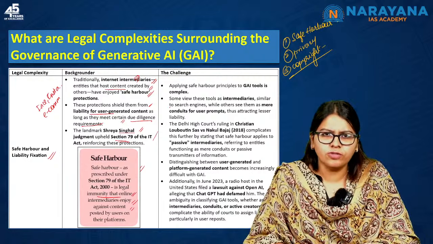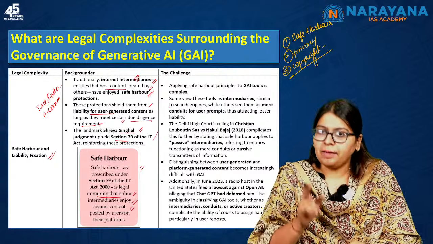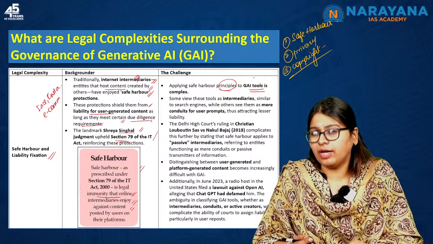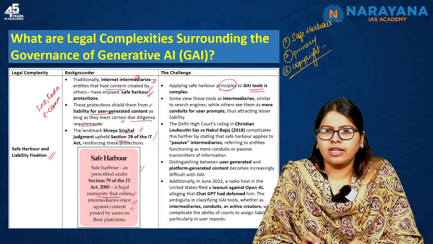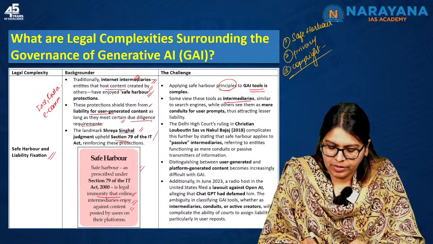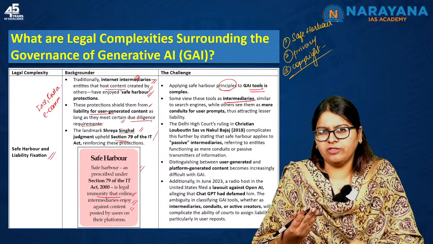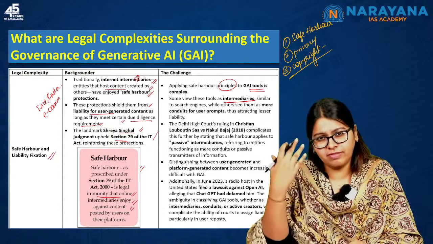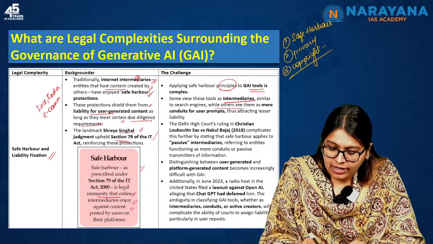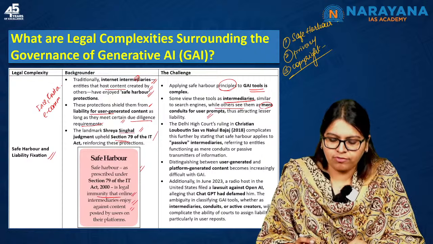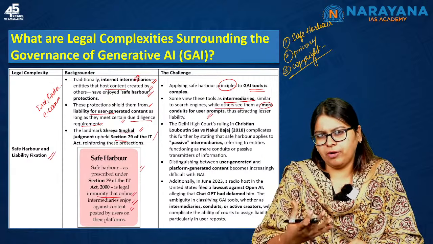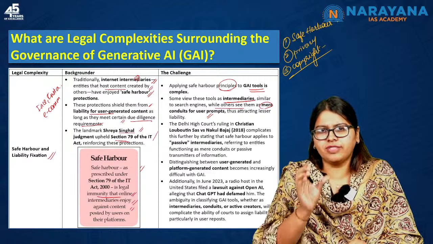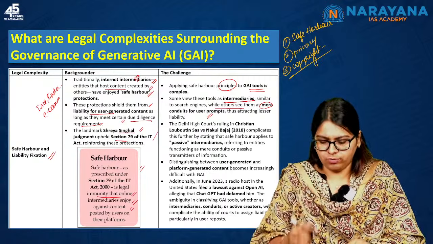Now, what is the associated challenge that they face? Applying safe harbor principles to GAI tools is very, very complex. Why? Because sometimes these tools are looked upon as intermediaries, similar to search engines. That is, they are just looked at as a platform which generates data, and they themselves cannot think. While others see them as mere conduits for user prompts, that is, I give it a prompt and it gives me data. So in what way is it accountable for that kind of sensitive information or news? That is the question.